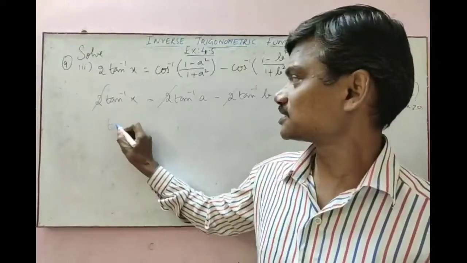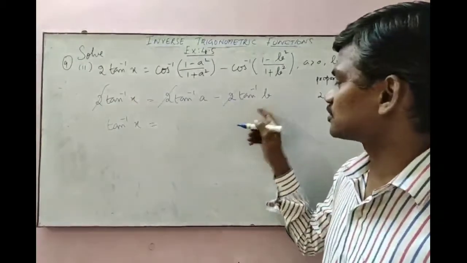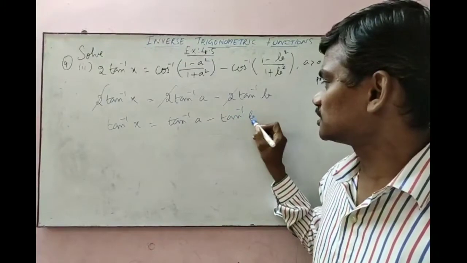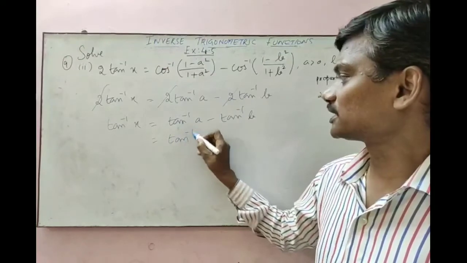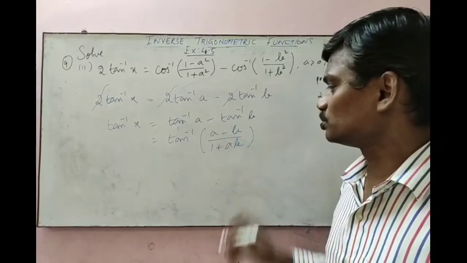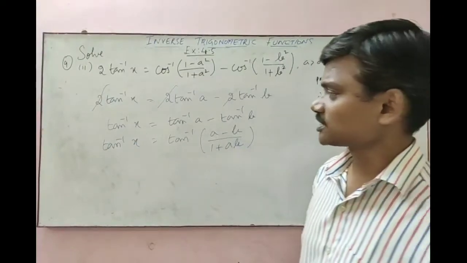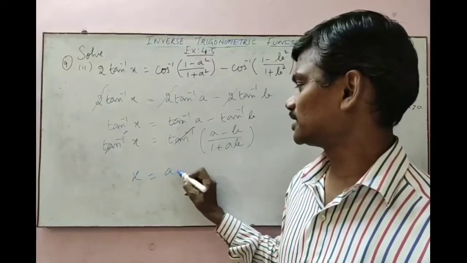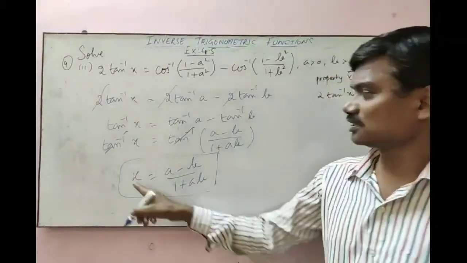So you will get the answer as tan inverse of x is equal to tan inverse of a minus tan inverse of b. Tan inverse of a minus tan inverse of b is in the form of tan inverse of x minus tan inverse of y. What is the formula for that? Tan inverse of (a minus b) by (1 plus a into b). Both in the left hand side and the right hand side, tan inverse gets cancelled. So you will get the answer as x is equal to (a minus b) by (1 plus a into b). So this is the solution.